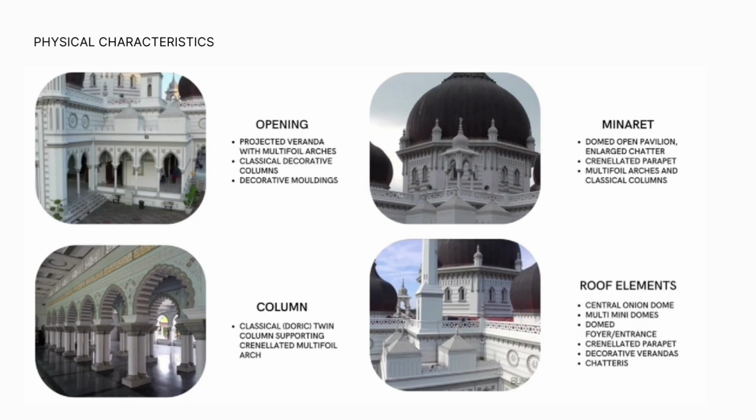Projected veranda with multiple arches. Classical decorative columns. Decorative moldings. Next, column. Classical Doric twin columns supporting crenellated multiple arches. Thirdly, minaret. Domes, open pavilions, and large theatre. Crenellated parapet, multiple arches, and classical columns. Lastly, roof elements. Central onion domes, multi-mini domes, dome foyer, entrance, crenellated parapet, decorative verandas, chhatris.